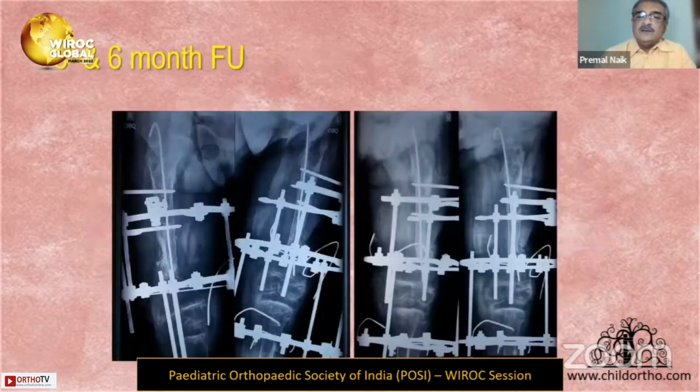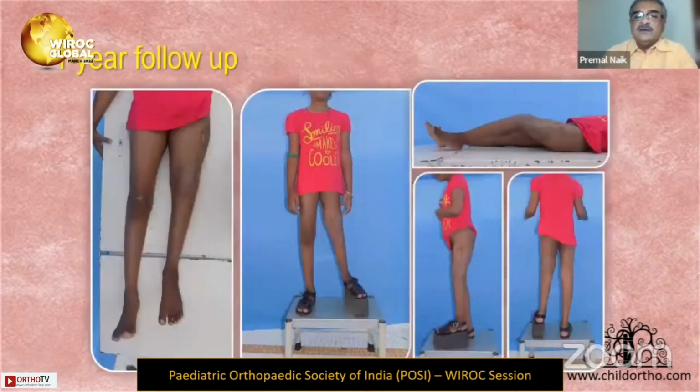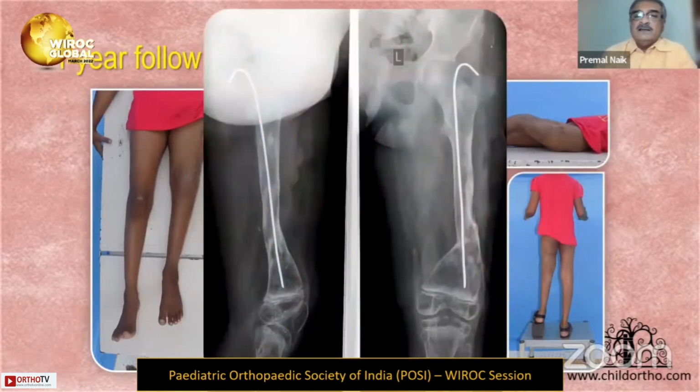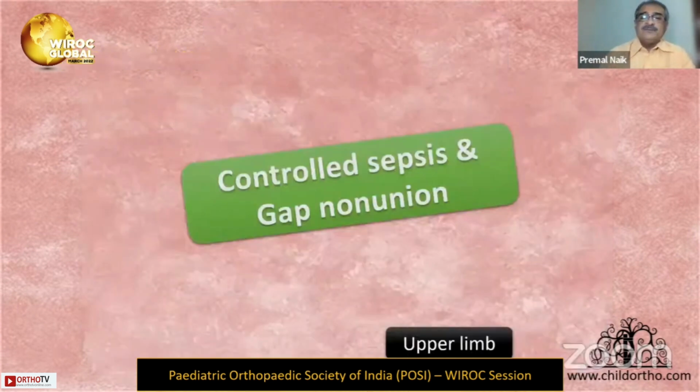This is a 3 and 6 months follow-up of the same child, and this is a 1-year follow-up. You can see there is a significant limb length discrepancy. There is restriction of knee movements, but she is able to walk very well. And this is how the bone has reincorporated. I have advised them for lengthening, but they have not come for lengthening. And this was done about 4 years back.